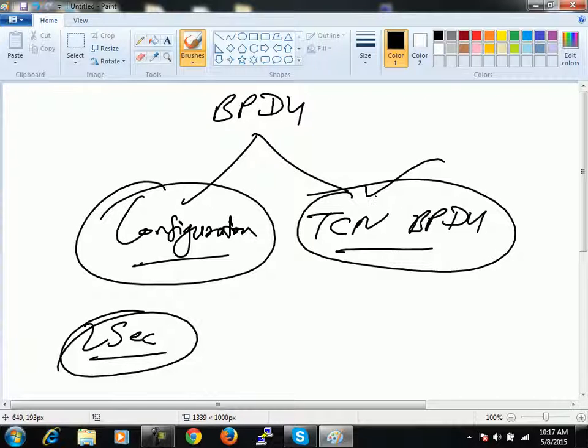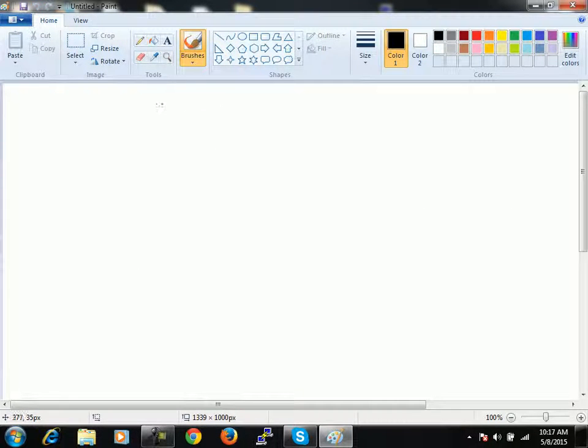And what is the use of this TCN? I will be discussing it with you later on. But first of all, we must understand what components are contained in the configuration BPDU and what fields are available inside the TCN BPDUs. Which kind of information is contained in the configuration BPDU and which information is contained in the TCN. So let's talk about the components of the configuration BPDU first of all.